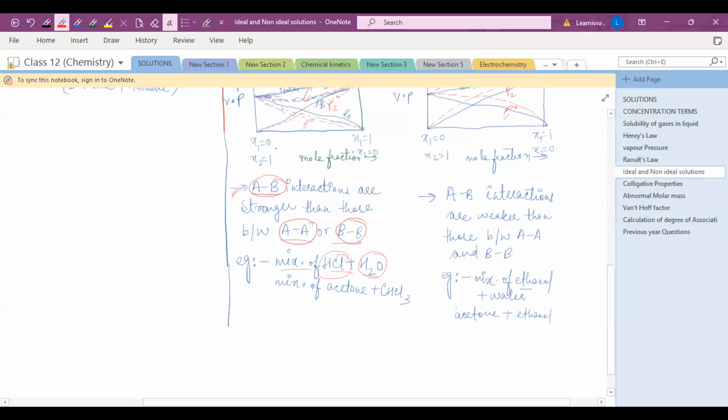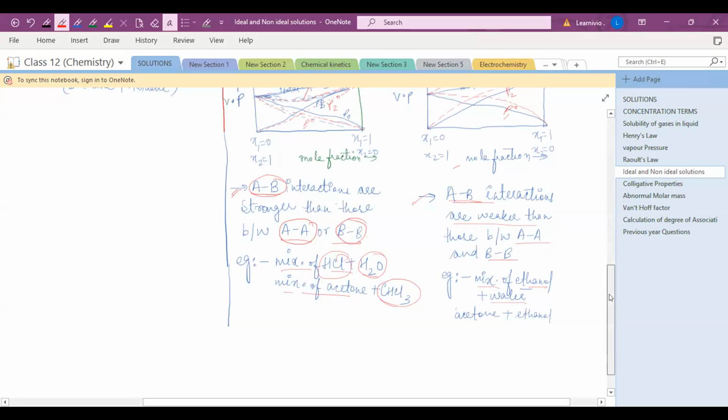And which type of non-ideal solution is it? It's a negative deviation. Okay, a mixture of acetone and chloroform, CHCl3, is again an example of negative deviation. Now let's see positive deviation. In positive deviation, AB interactions are weaker than those of AA and BB interactions. The example is a mixture of ethanol and water. The mixture of ethanol and water is an example of positive deviation. It follows positive deviation.